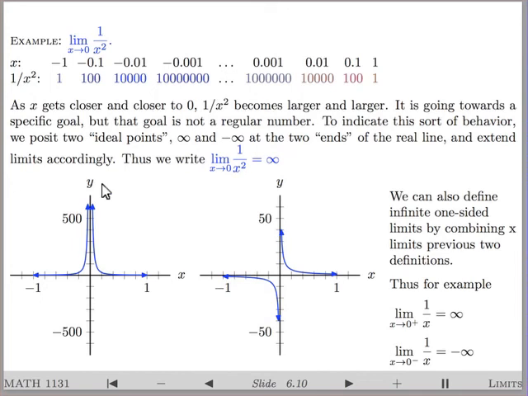You can have a combination, which happens with 1 over x. With 1 over x, on the right, the values are positive, and the graph shoots up. On the left, the values are negative, and the graph shoots down. So we say the limit from the right is infinity, and the limit from the left is negative infinity.